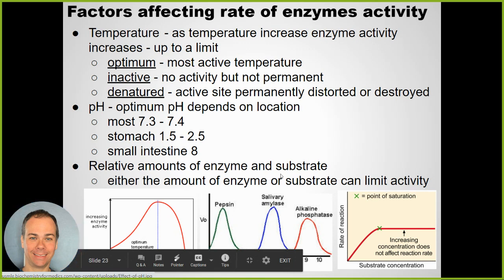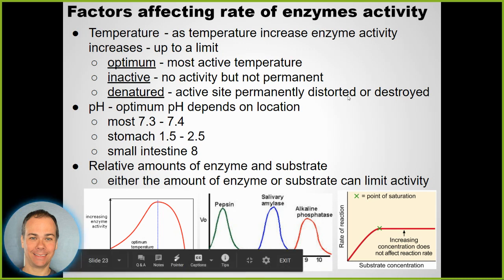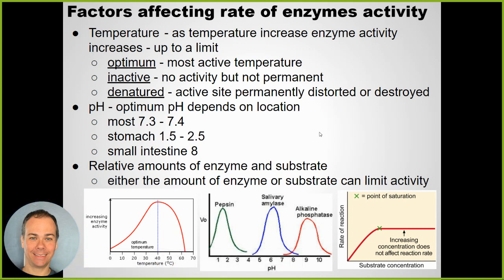In our mouth, things are pretty much neutral. Neutral is about 7. So the enzymes in our saliva work best around there. In our small intestine, the pH is about 8. It's a little bit basic. So those enzymes work best there. So depending on the conditions, that determines how well these enzymes actually function.